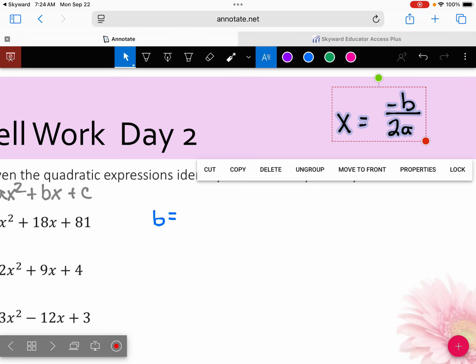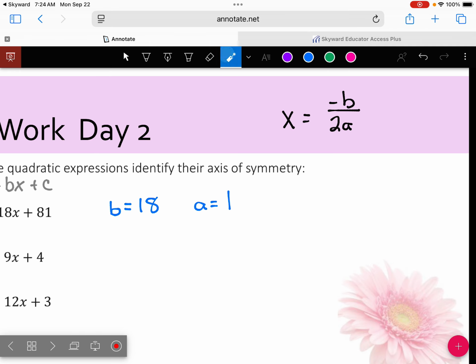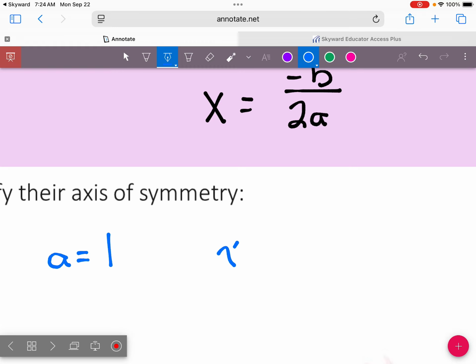18. Our b is 18. Absolutely right. And what is our a? 1. Good. So when we put it into this formula here, we have x equals the opposite of 18 over 2 times 1.